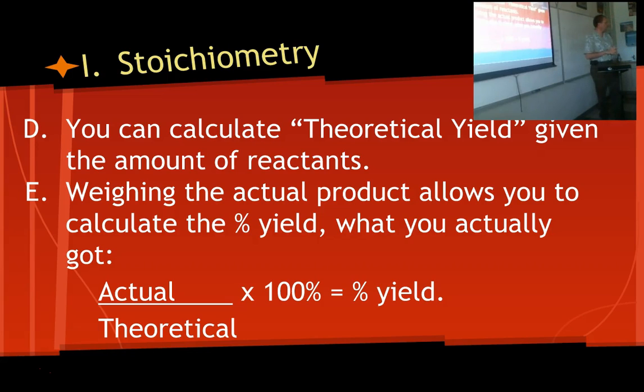So this is a ratio of how efficient was my chemical reaction. I was supposed to get a certain amount of something, and in fact I got this amount of something. And you can express that as an efficiency or as an accuracy and report the percent yield.